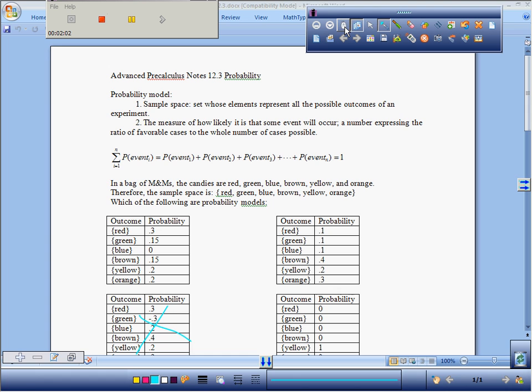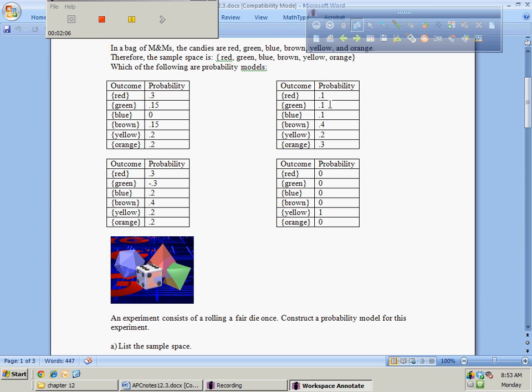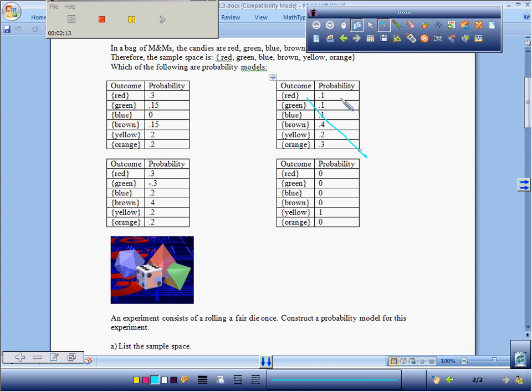And then what else? Does this one add up to 1? 0.3, 0.7, up. That one you have to throw away because it adds up to more than 1. And this one, is this a probability model? Yes. It has lots of yellows in the back, right? Do they even have yellow M&Ms? They do? I never saw one.